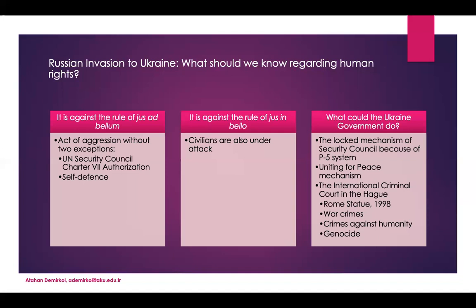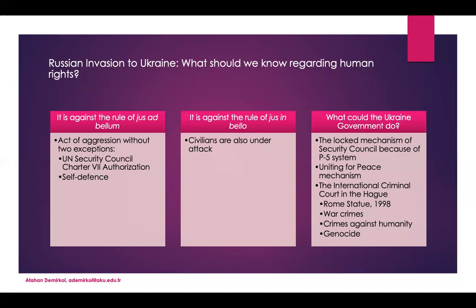Why it is against the rule of jus ad bellum is that it's an act of aggression, as I said, because it's without two exceptions. For an act of aggression, there are two exceptions: UN Security Council Chapter 7 authorization or self-defense. The Charter authorization comes from maintaining peace, in cases of breach of peace. And the other one is self-defense. If some country attacks another one, you have the right to self-defense, so you can conduct military operations in another country, and it's not going to be an invasion, it's going to be a military operation instead. But the Russian example is crystal clear that it's against the rule of jus ad bellum and it's an act of aggression.